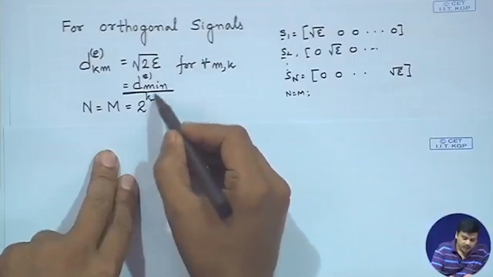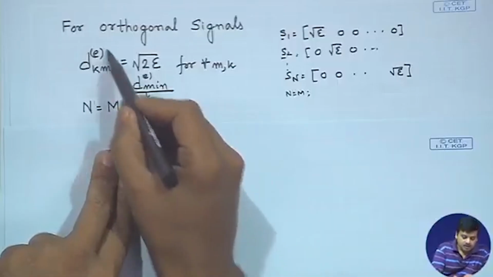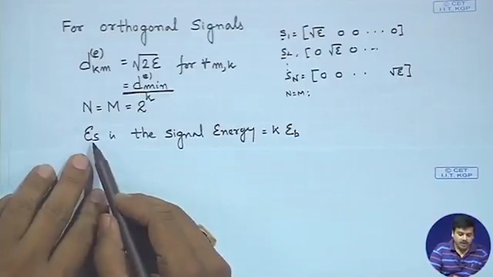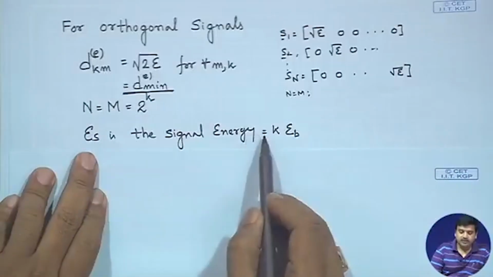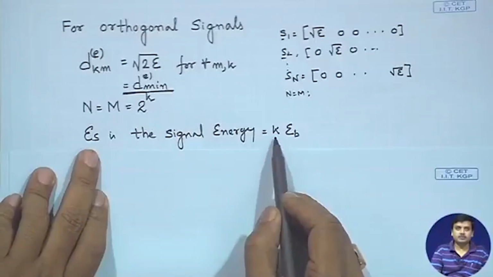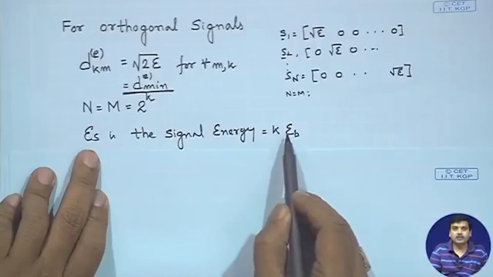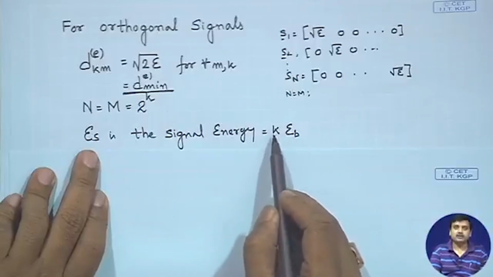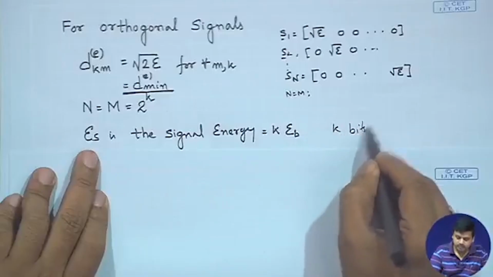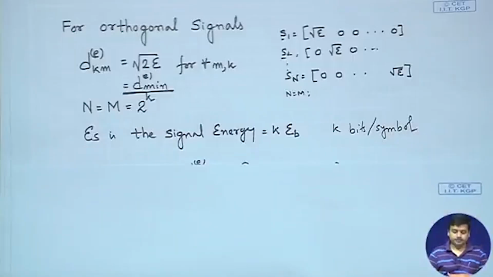So, as we increase k, as we increase M, d remains constant, right. This is the basic thing that we have, whereas Es is the signal energy, that is k times Eb, because there are k bits per symbol, and Eb is the energy per bit. So, if there are k bits, k multiplied by the energy per bit is the energy per symbol, where there are k bits per symbol.